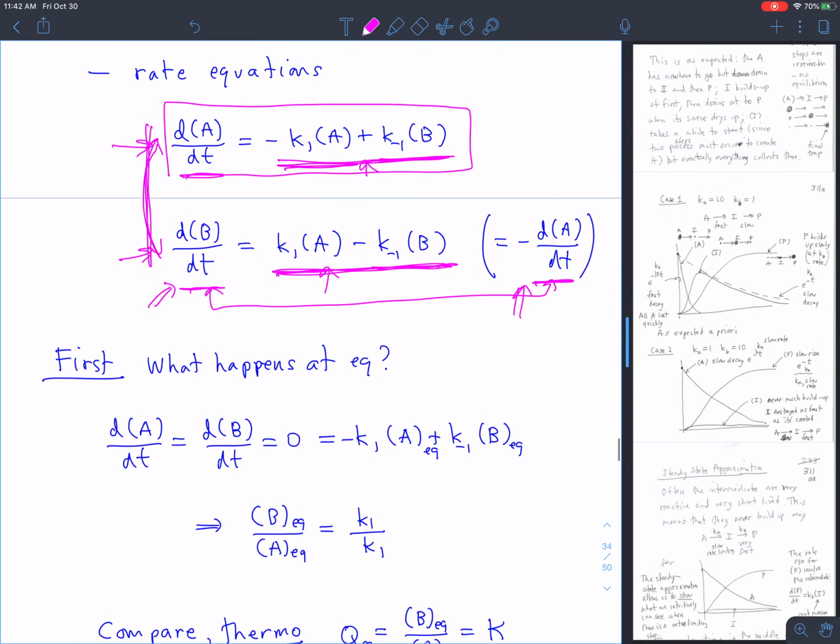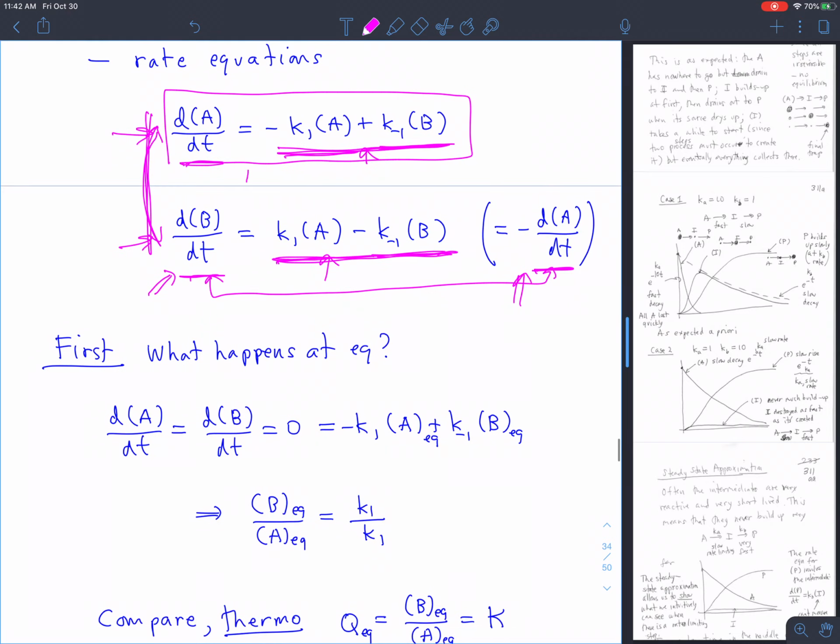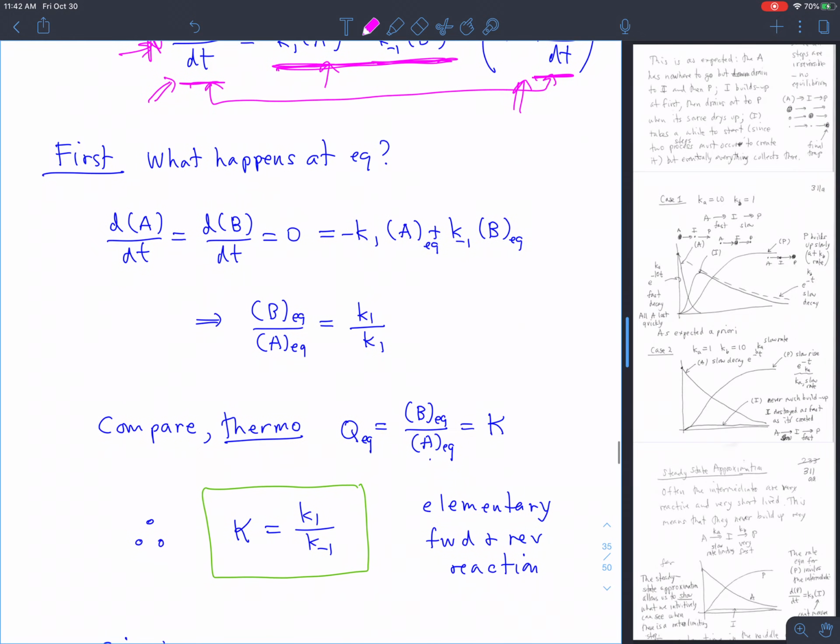And that's generally true. When you write all these rate equations down, very often they're not all independent. There's a set of 6 for the water reaction up above, but not all those 6 are independent. And here there's only 2, but only one of them is independent. So let's look at the one. Let's look at this dA/dt one.